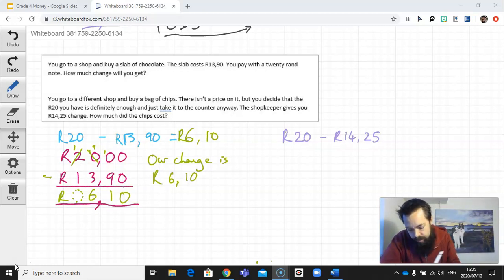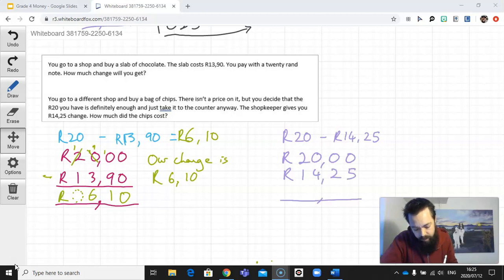So I'm just going to write my 20 Rand with cents after it as well. Put my 14 in underneath, making sure my comma lines up. Put a comma in my answer in the right place. Let's see what we've got.